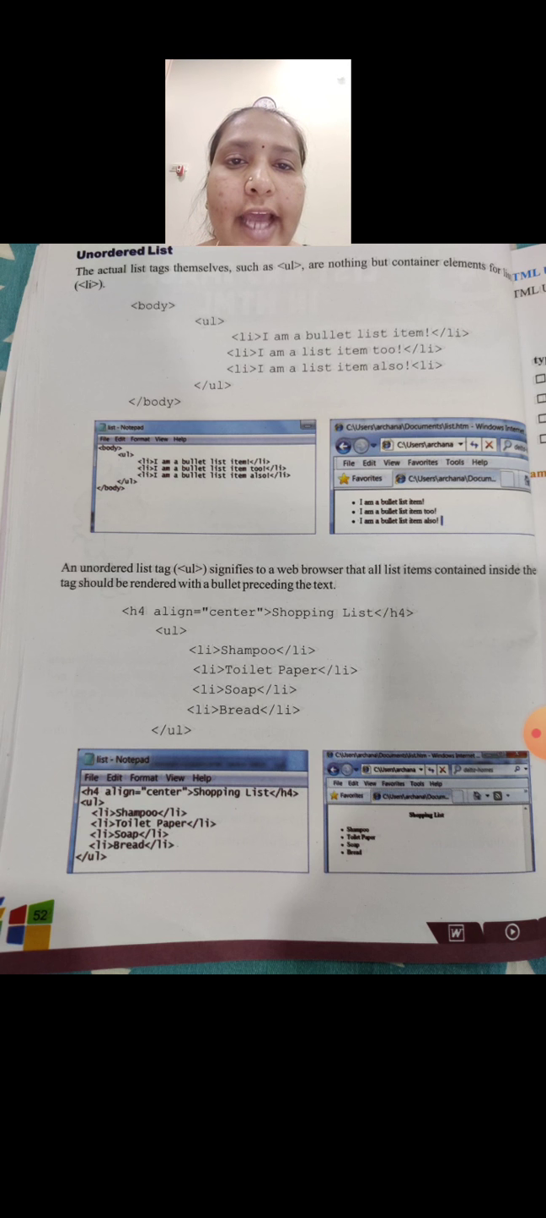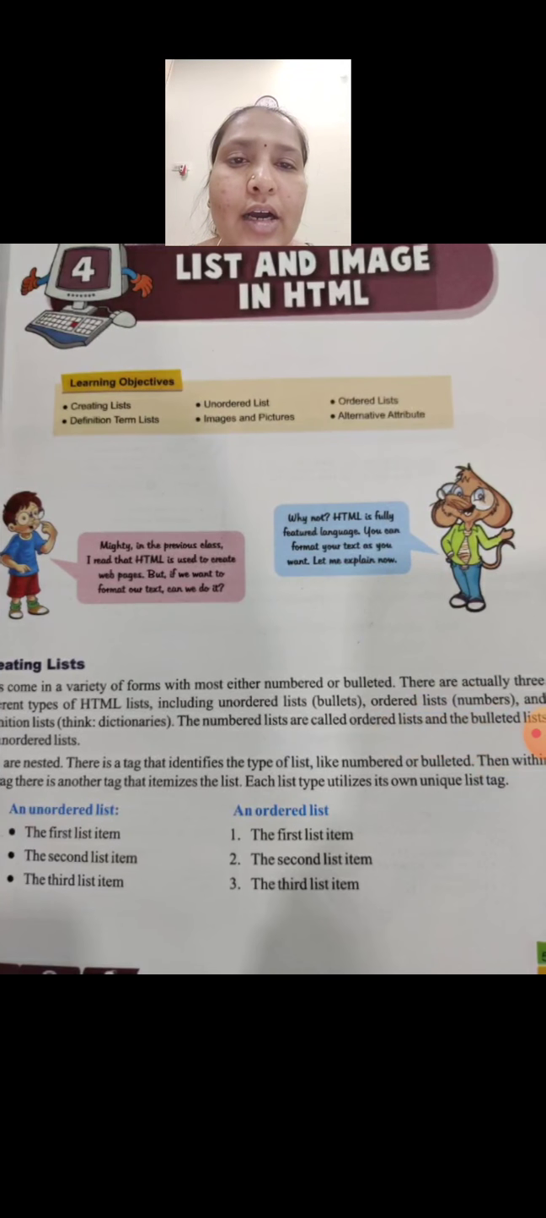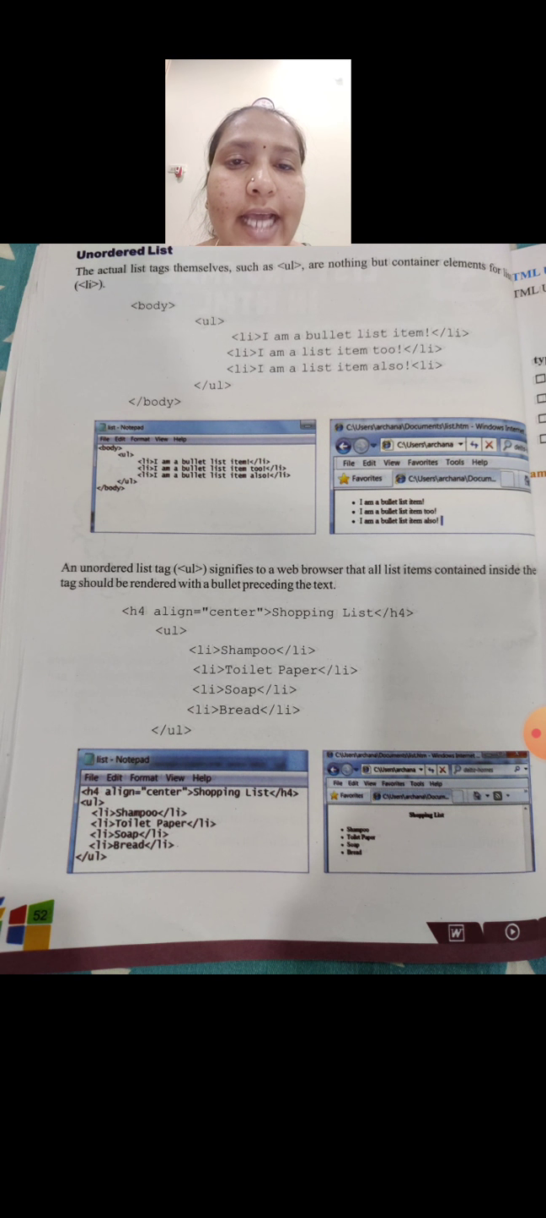See here, the actual list tags themselves. For the unordered list, the tag which we can use for list items is li. Okay, li is for the list item. For the unordered list we are using a tag called ul. Okay, see here, I think all of you know how to create a web page, I mean HTML. In that we are seeing some more tags, that is list.